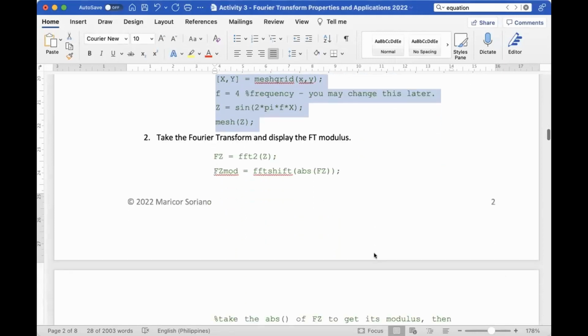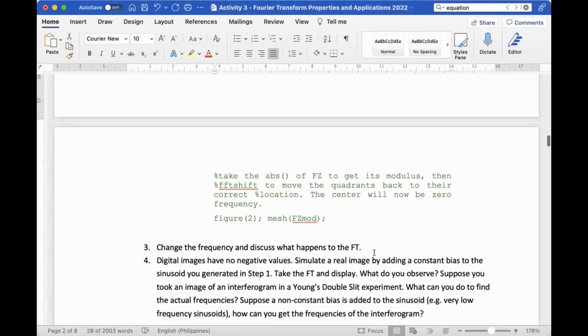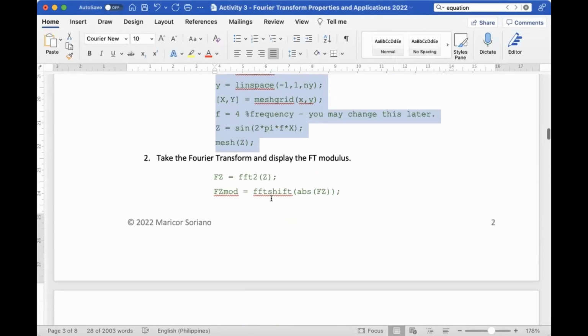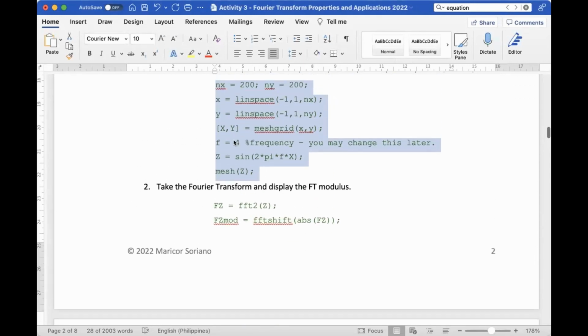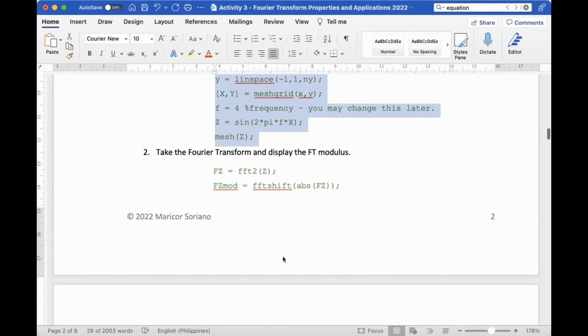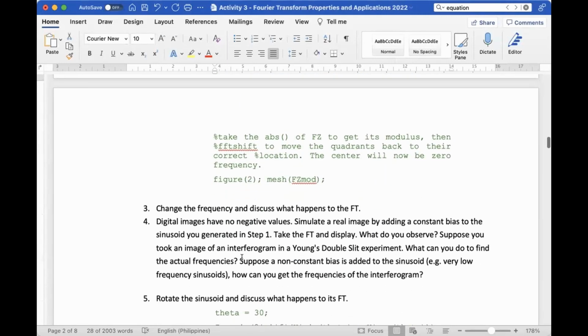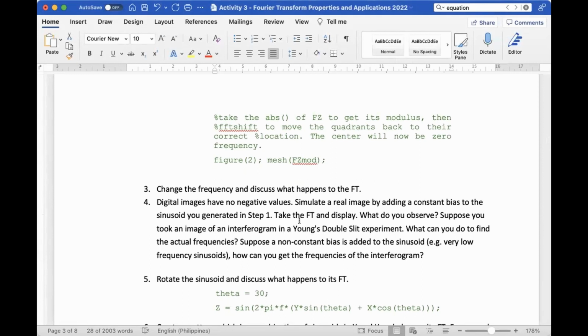Okay. So essentially, yun yung ginawa natin. Now, you change the frequency, play with it, change the frequency, and discuss what happens to the FT. So, baguhin nyo tong F and see what happens, no? Now, ito na yung sinasabi ko. Digital images have no negative values. Simulate a real image by adding a constant bias to the sinusoid you generated in step 1, no? Take the FT and display. So, what do you observe?